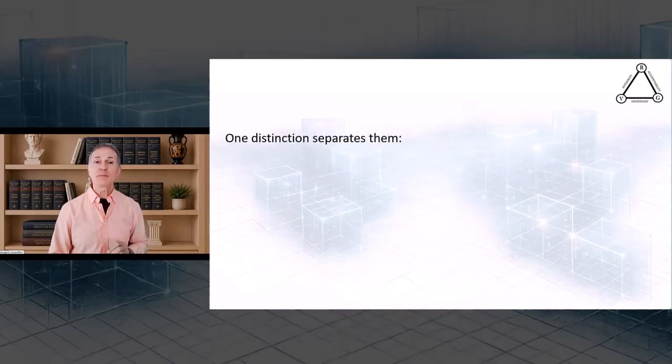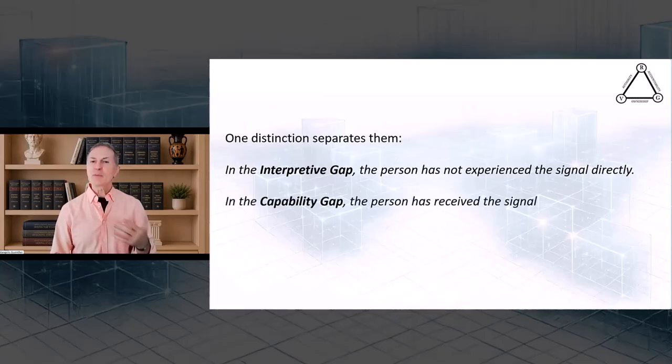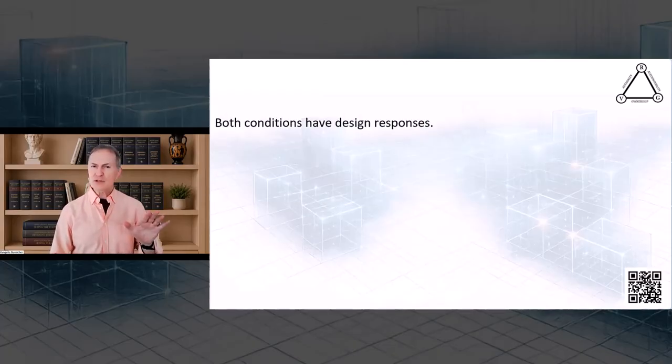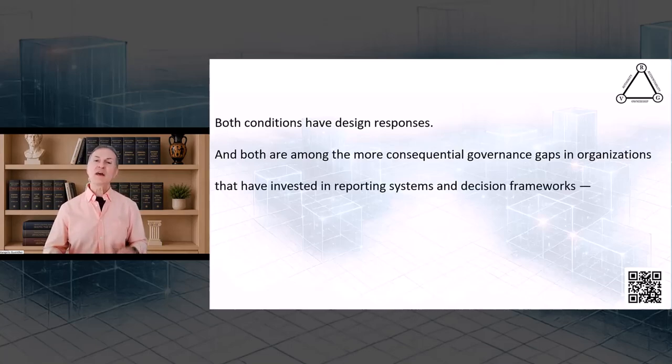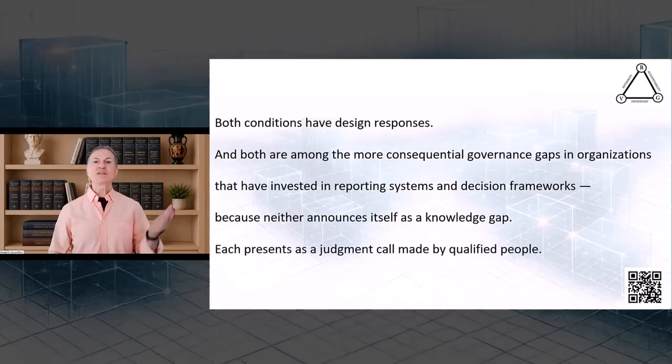One distinction separates them. In the interpretive gap, the person has not experienced the signal directly. In the capability gap, the person has received the signal and lacks the knowledge to read what it means. Both conditions have design responses, and both are among the more consequential governance gaps in organizations that have invested in reporting systems and decision frameworks because neither announces itself as a knowledge gap. Each presents as a judgment call made by qualified people.